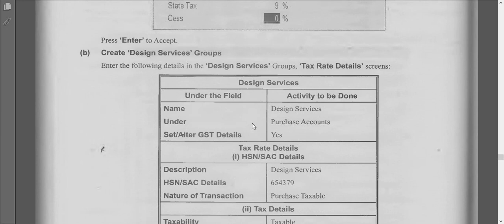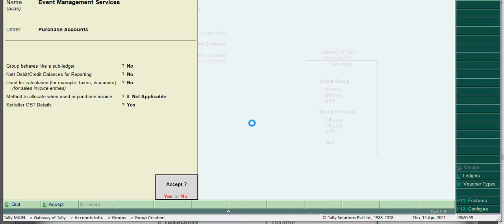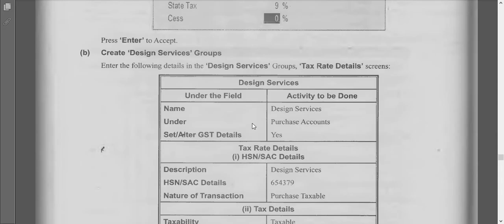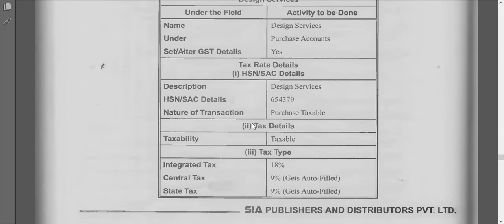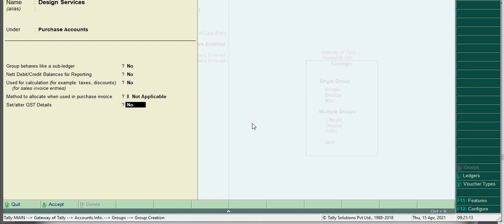Next we have to create design services. The second group, design services. Design services, it is also under purchases. Same, 657349.